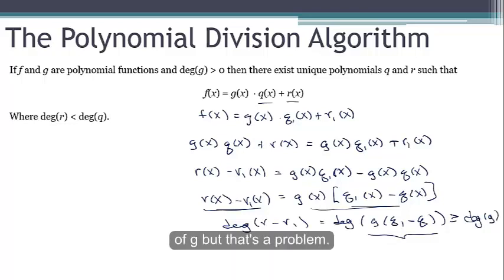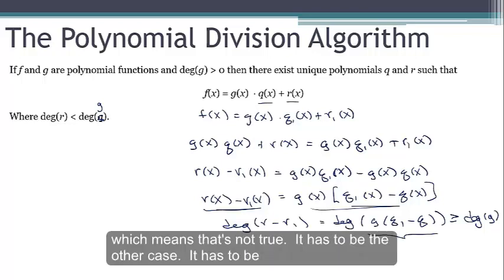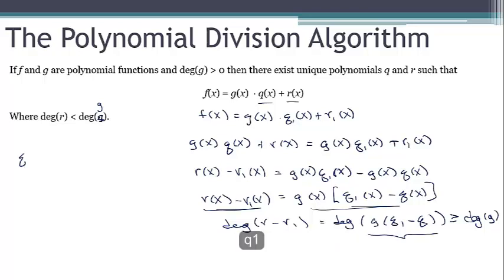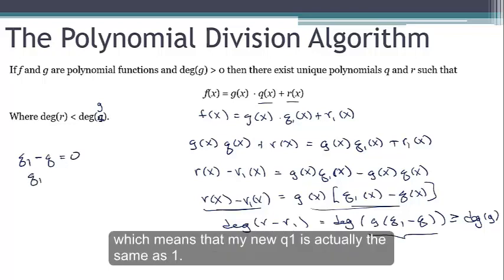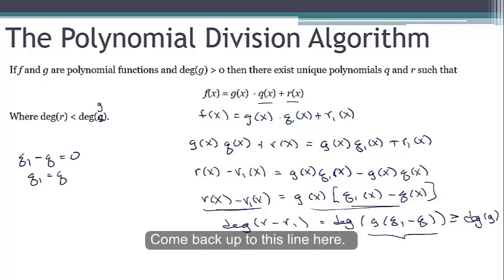But that's a problem, right? The degree of r minus r1 has to be less than the degree. This should be a g up here. Has to be less than the degree of g. Okay, which means that's not true. It has to be the other case. q1 minus q has to be 0, which means that my new q1 is actually the same as q, right?